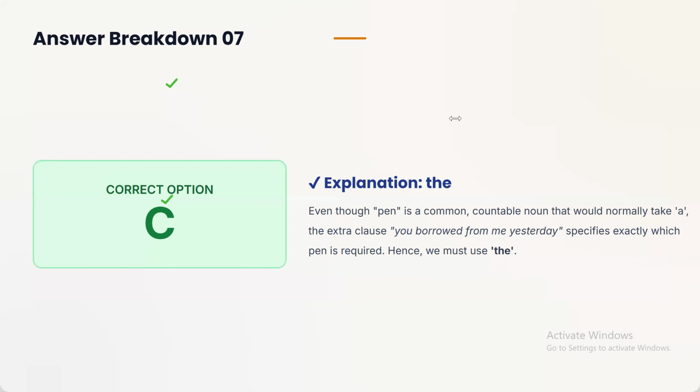Even though pen is a common, countable noun that would normally take a, the extra clause there, you borrowed from me yesterday, which Emmanuel said the listener already understands, tells the listener which pen the speaker is talking about, so that makes it specific, which is D. Please, if you have any question, you can simply send it on the chat box.